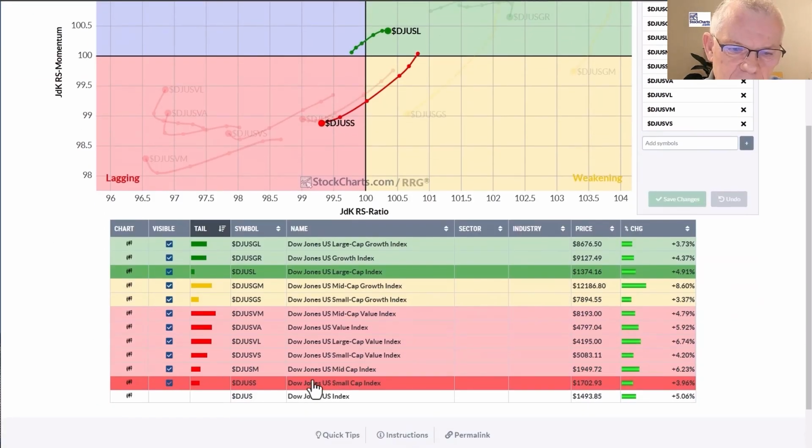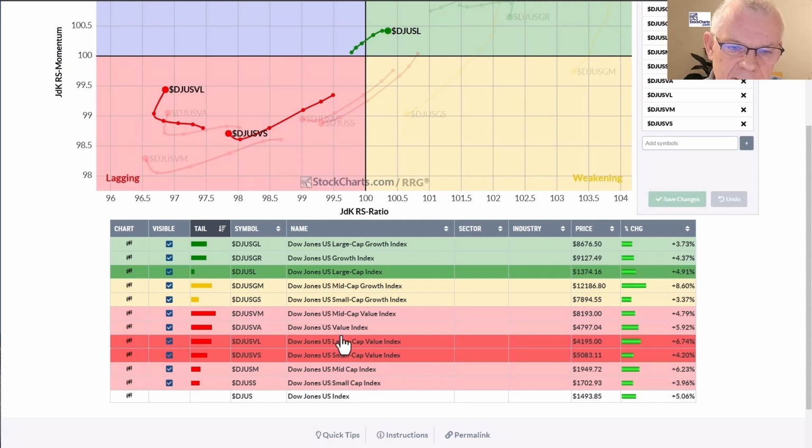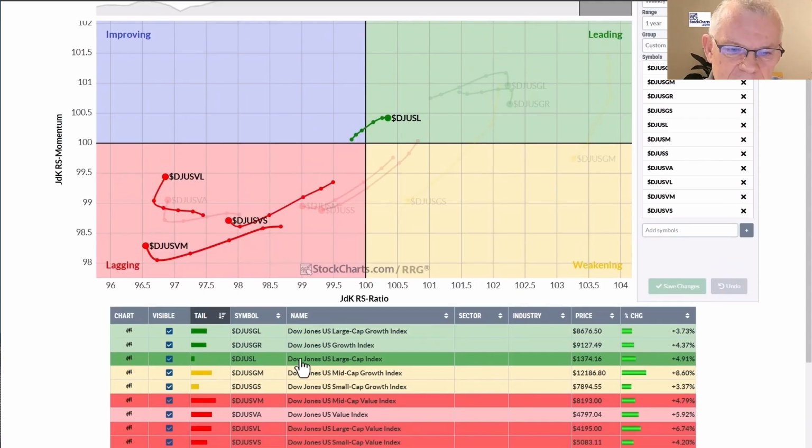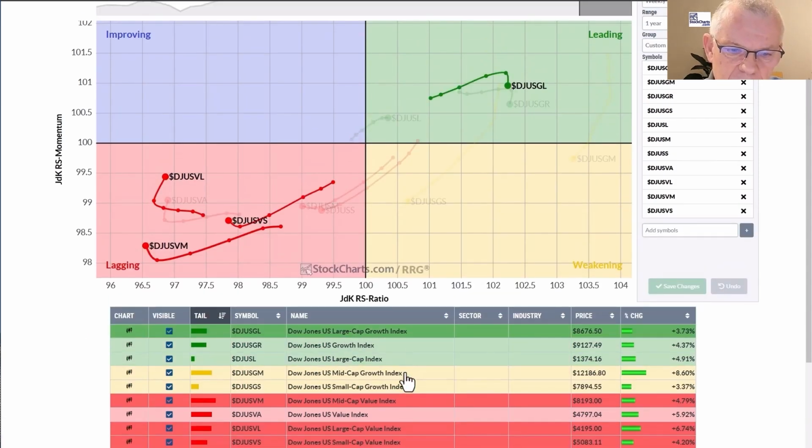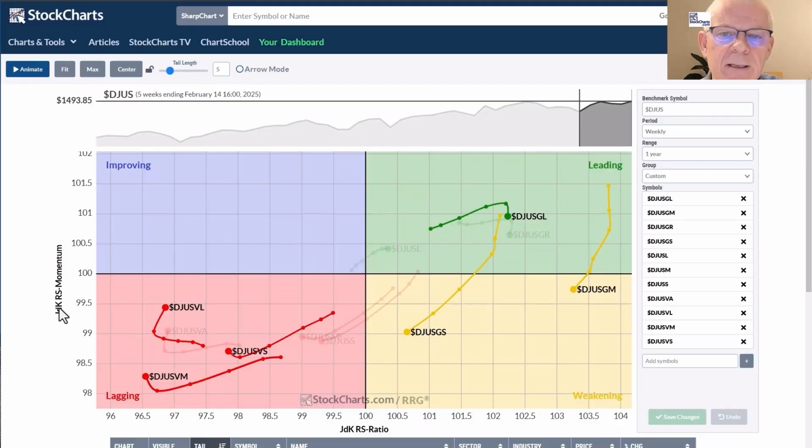And if I now do the segments, so I do small cap value, large cap value, mid cap value, and I also do large cap growth, mid cap growth, and small cap growth. And here you've got your breakdown into sizes and growth and value. And you can see how growth is still dominating, especially the large cap segment, and how value is lagging. Value large cap is picking up a little bit.